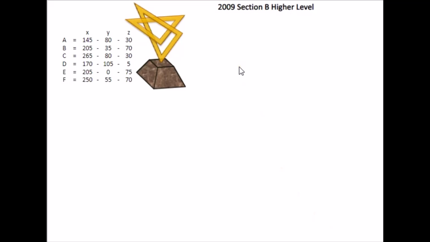Now we look at a higher level question from 2009. This is a standard Leaving Cert higher level question. What we're given first of all is all these coordinates: 145, 80 and 30. How we represent these on a page is the first one is the X axis, then we have the Y axis, and then the Z axis. The X axis is horizontal, Y is up and Z is down.